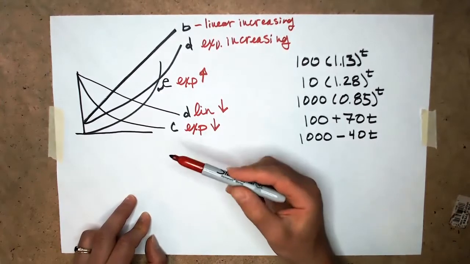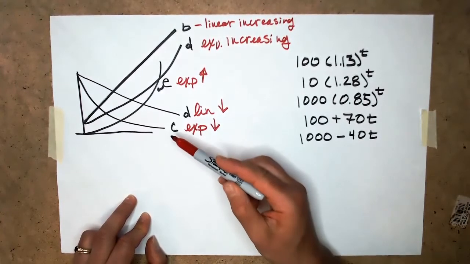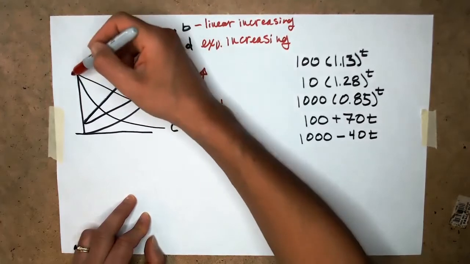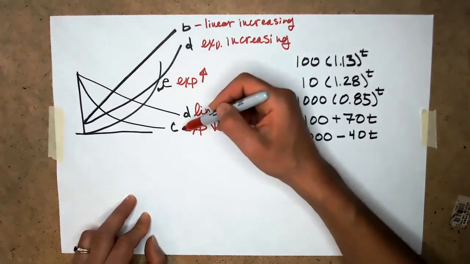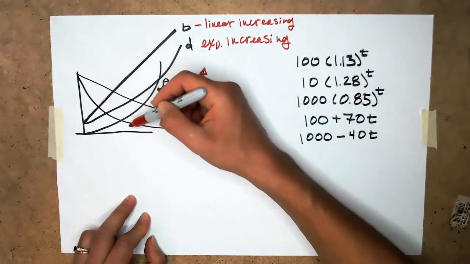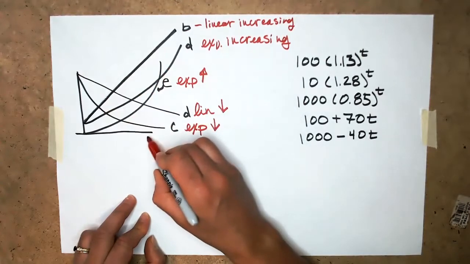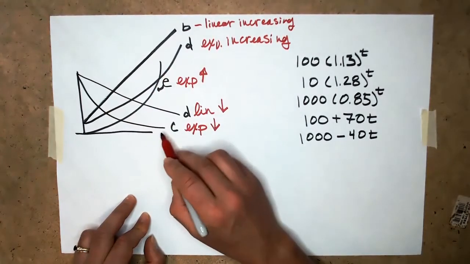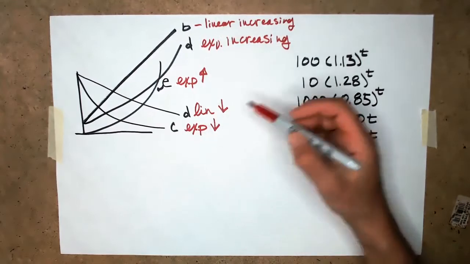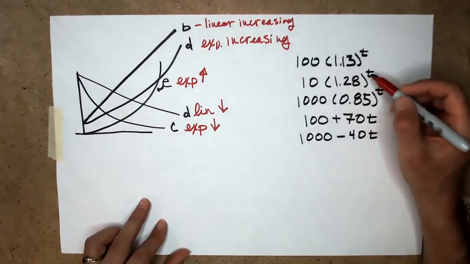So if you're ever asked to graph an exponential decreasing function, be sure that it has this shape. It should be decreasing but slowing down, and it should never go negative. That's really important. So having said that, I can do the same things for these equations.